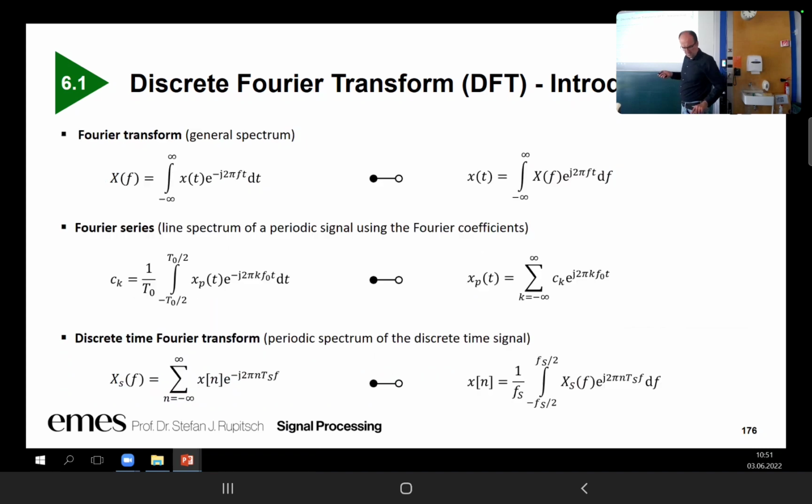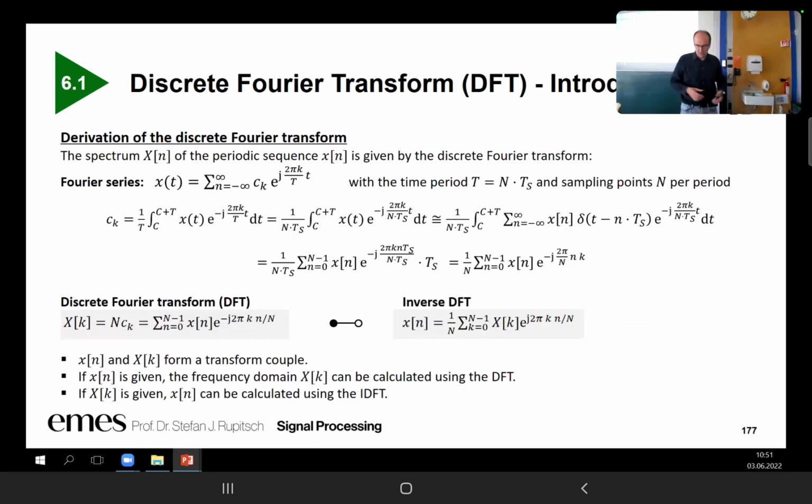We do not use the discrete time Fourier transform as the starting point now. Now we use the Fourier series as the starting point, because the Fourier series is based on discretized frequencies: the first harmonic, the second harmonic, the overtones, and so on. It is given for a line spectrum, and a line spectrum means we have a discretized frequency spectrum. Therefore, we can use the Fourier series as the starting point to derive the discrete Fourier transform. And this is shown here.